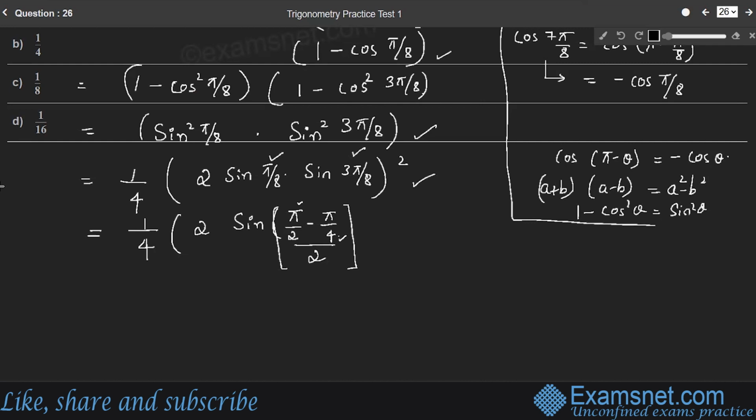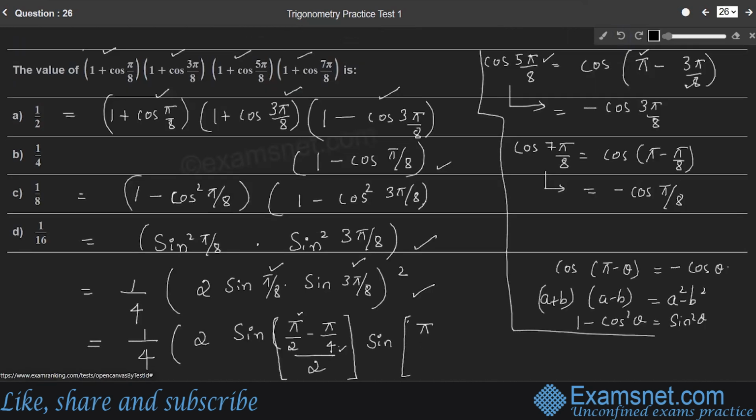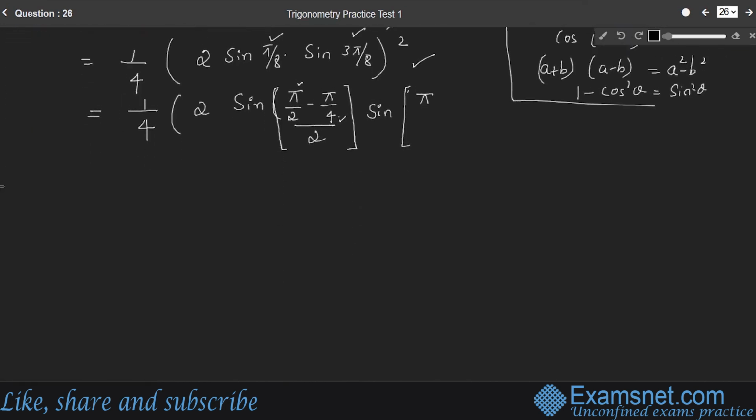So again, the second function sine of 3 pi by 8 can be written as sine of pi by 2 plus pi by 4 whole divided by 2. Right? The whole square. Square it, because in the expression we have a square here. Right? So this expression which is inside the bracket.